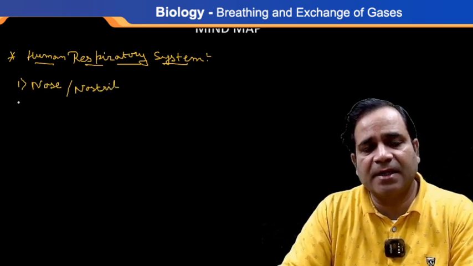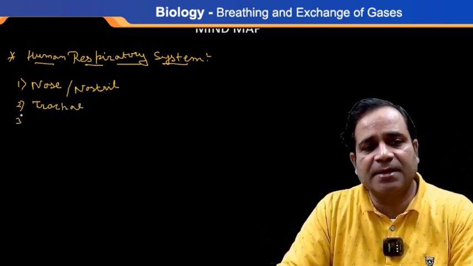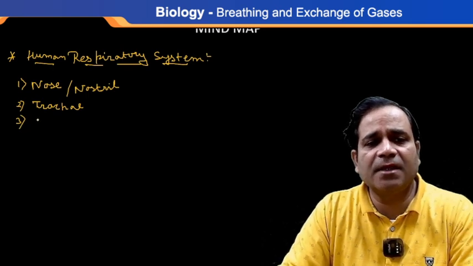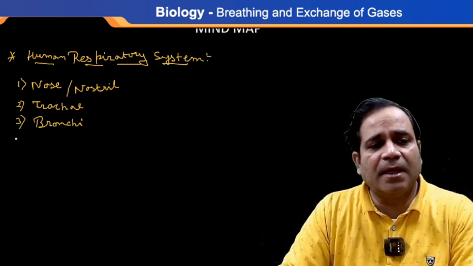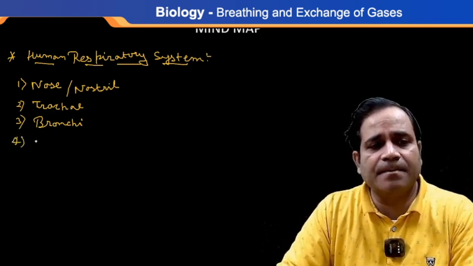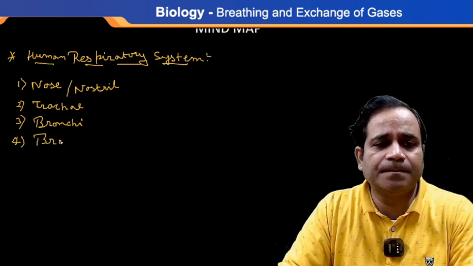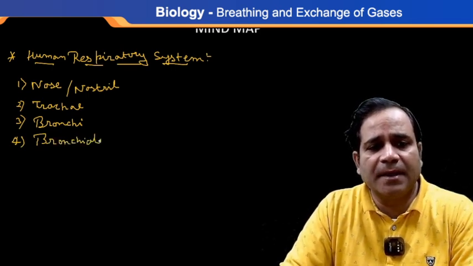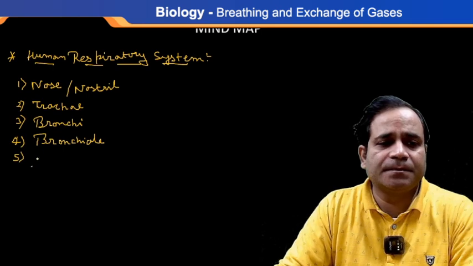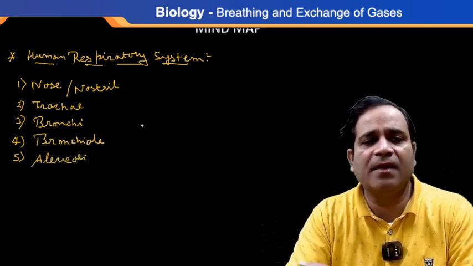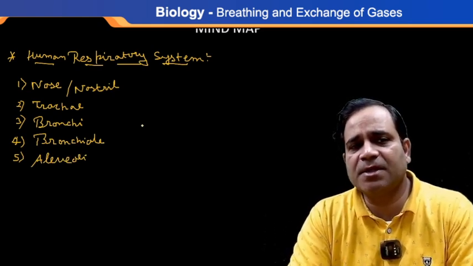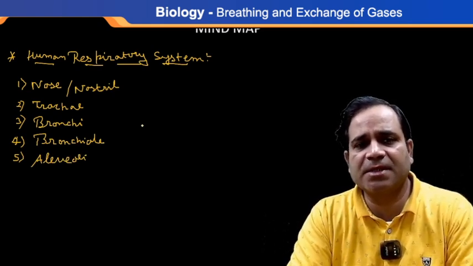The second one is the trachea. This trachea is further divided into bronchi. The fourth one is bronchiole. And the fifth one is alveoli, right? These five are the basic main parts of the human respiratory system, which is responsible for the exchange of gases.